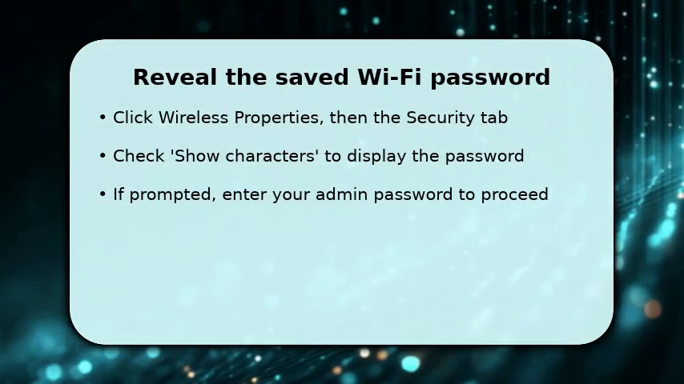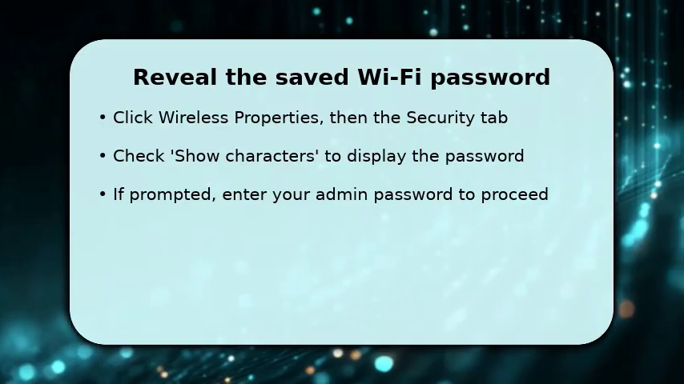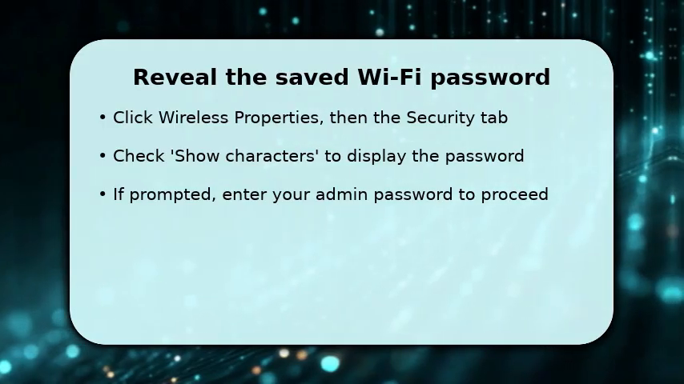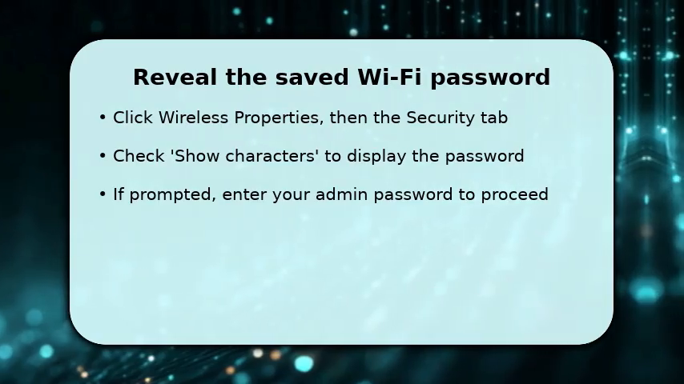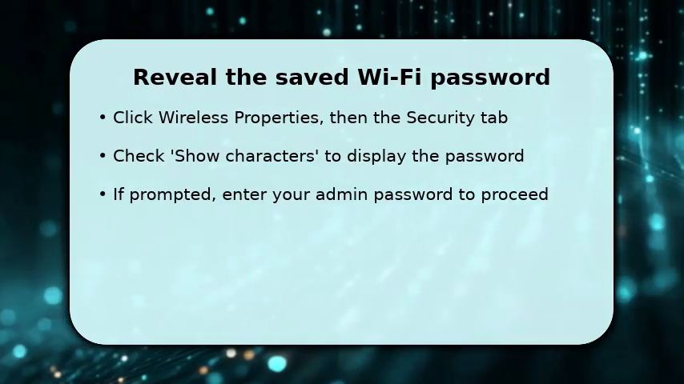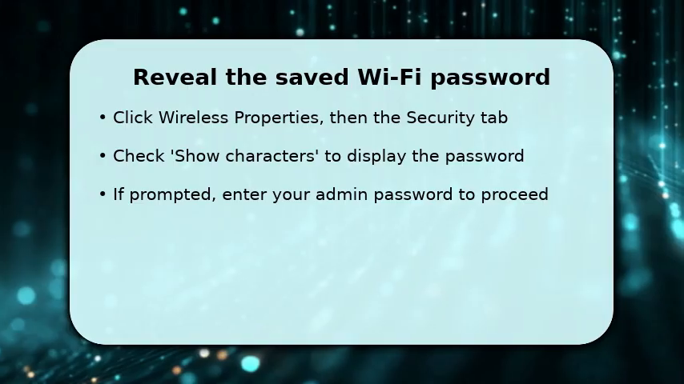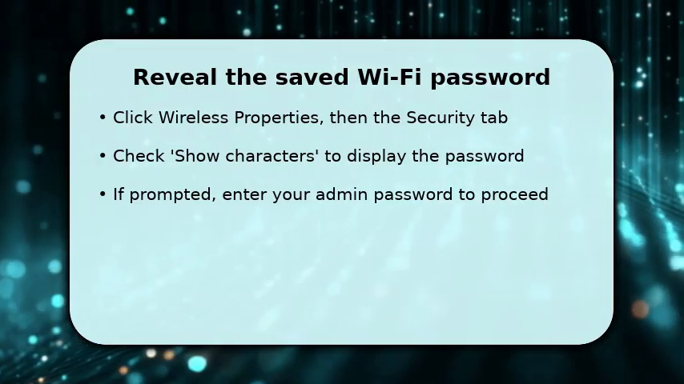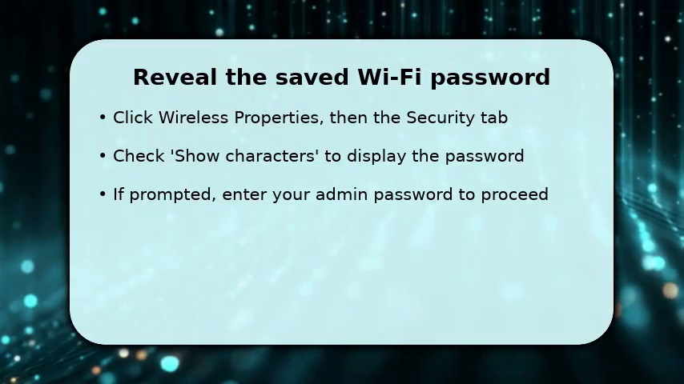You now open Wireless Properties and switch to the Security tab so you can access the encryption settings. Once done, check Show Characters to reveal the saved network key. This displays the actual Wi-Fi password in the field. If the system prompts for administrator credentials, supply them. This protects other users' secrets.